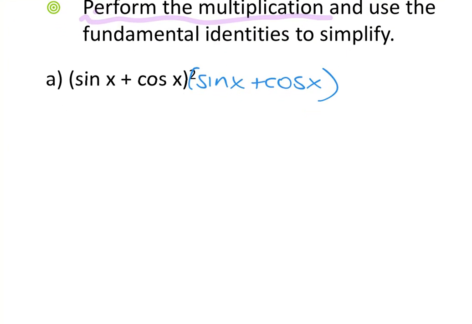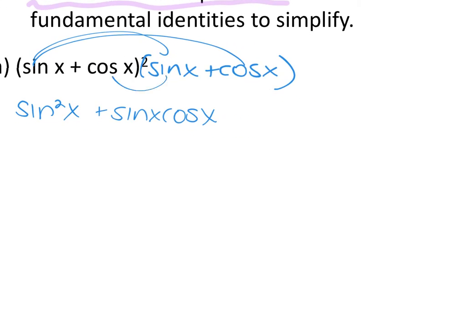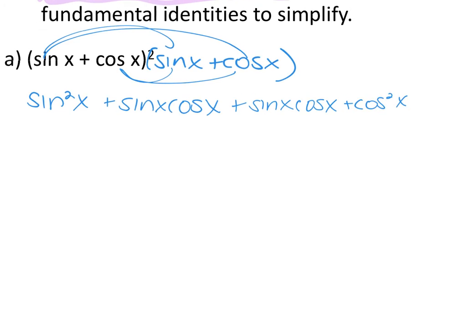So I get sine x times sine x, or sine squared x. Sine times cosine. Cosine times sine. Order doesn't matter there, so I can switch it so they're the same. And then cosine times cosine, cosine squared x. So the first and the second one are the same. I just reversed the order. Like it would have been cosine times sine, but that's because multiplication doesn't matter. I want them to be the same term.